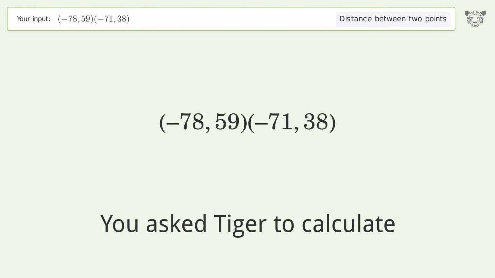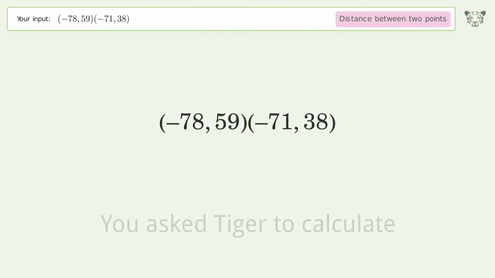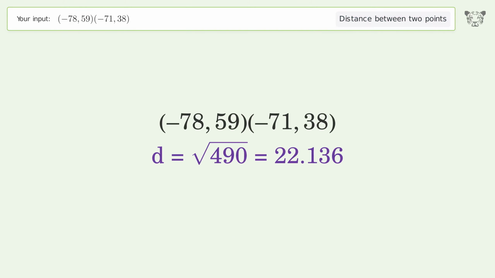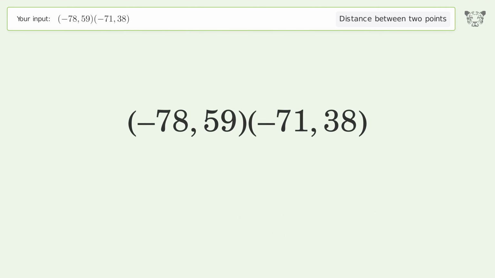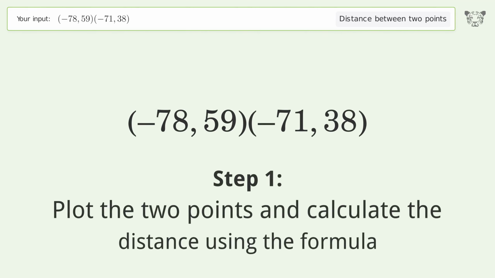You ask Tiger to calculate. This deals with the distance between 2 points. The distance between the 2 points is the square root of 490, or 22.136. Let's solve it step by step. Plot the 2 points and calculate the distance using the formula.